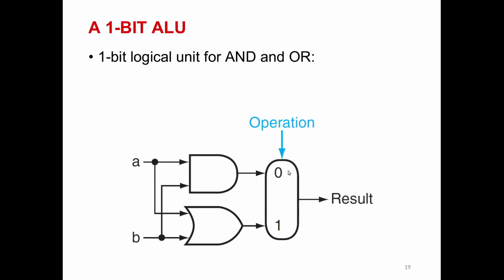This multiplexer uses the operation as the selector. If the operation is 0, it will be the AND function, and so we select the output of the AND logic here, so the result here will be A and B. If the operation is 1, it works as an OR logic function, and the result of A or B here will be directed to the final result here, and so this result equals A or B.